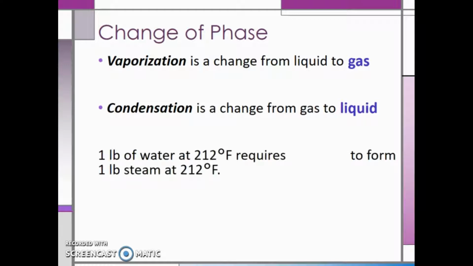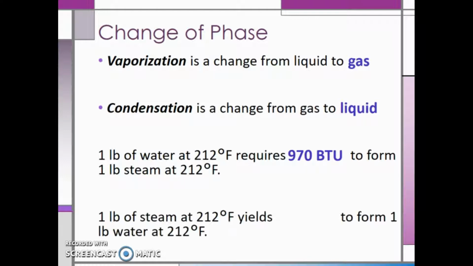1 pound of water at 212 degrees Fahrenheit, or the boiling point of water, requires 970 BTU of heat to form 1 pound of steam at 212 degrees Fahrenheit. On the other side, 1 pound of steam at 212 degrees Fahrenheit yields or gives off 970 BTU of heat to form 1 pound of water at 212 degrees Fahrenheit. In both of these cases, 970 BTU is the heat of vaporization.